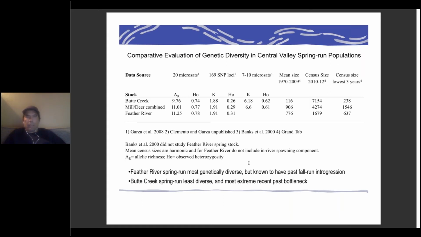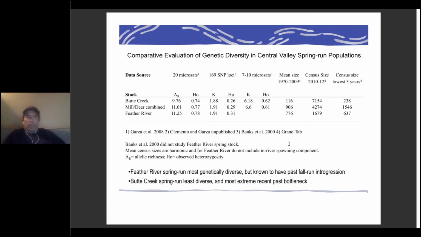And the reason for that is quite clearly that there was a big bottleneck in the 1980s at the same time that the winter run almost disappeared. Butte Creek spring run also almost disappeared, and just a few hundred animals made it through that bottleneck, and they are the progenitors of the entire stock today, with the exception of perhaps a few migrants that entered Butte Creek in the ensuing period.